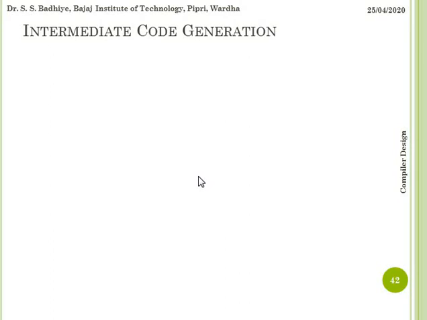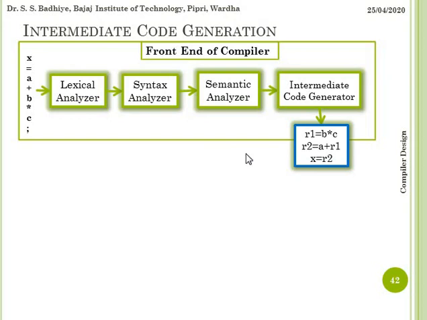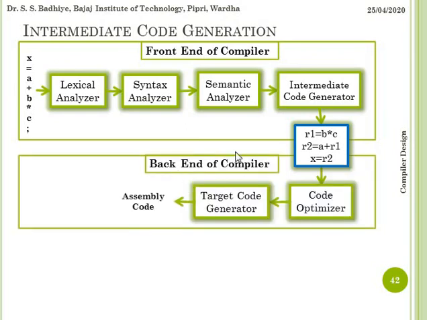So in the analysis synthesis model of compiler, the front end analyzes the source program and produces an intermediate representation. This intermediate representation is then used by the backend of the compiler so as to generate the target code. So the information about the source language is restricted to the front end of the compiler, whereas the information about the target language is restricted to the back end of the compiler.